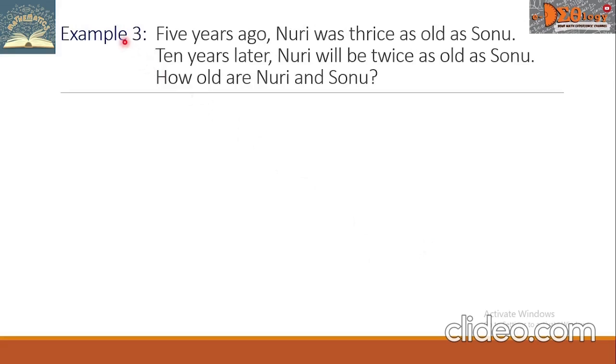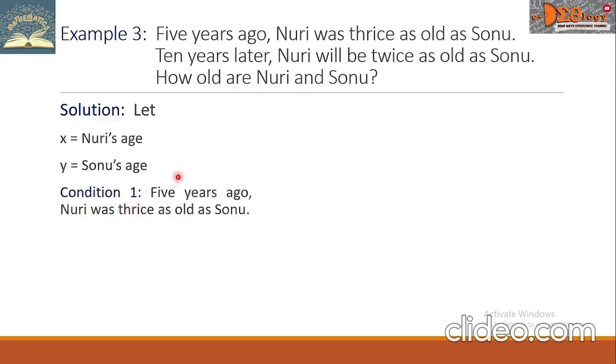Example 3. 5 years ago, Nuri was thrice as old as Sonu. 10 years later, Nuri will be twice as old as Sonu. How old are Nuri and Sonu? We let x be Nuri's age. y equals Sonu's age. Now condition 1, 5 years ago, Nuri was thrice as old as Sonu.